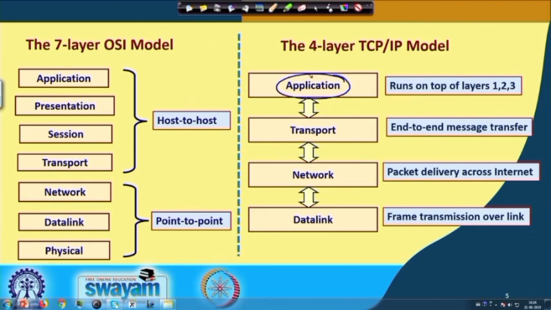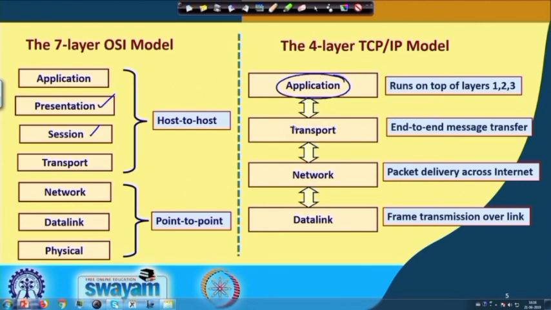You see, it depends on the application whether you actually require a session, whether you actually need to do some changes in your data presentation. So, it really depends. So, instead of keeping separate layers, the TCP/IP has integrated all of them in a single layer and calling it the application layer.